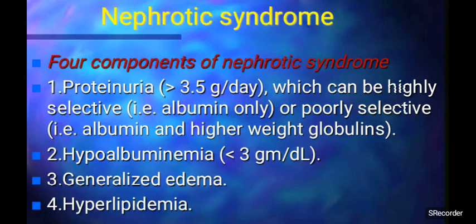Now the second component is hypoalbuminemia due to the loss of albumin in urine, that is a value below 3 grams per deciliter. The third component being generalized edema, and fourth is hyperlipidemia.